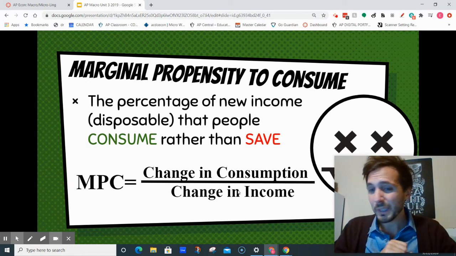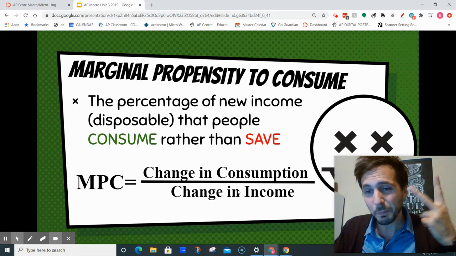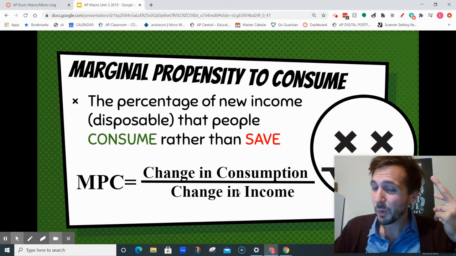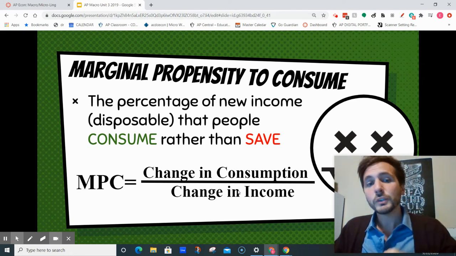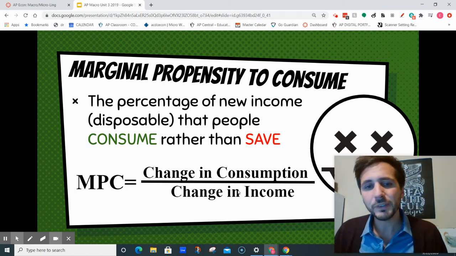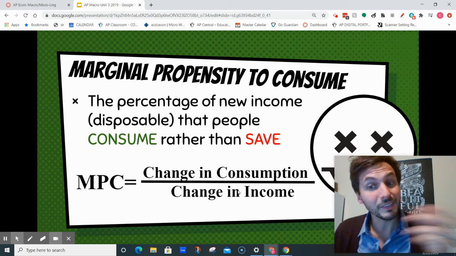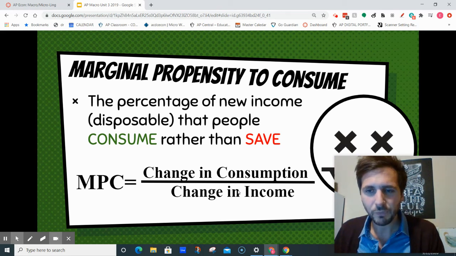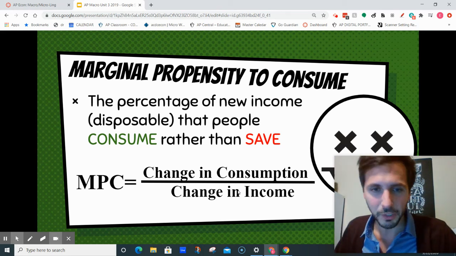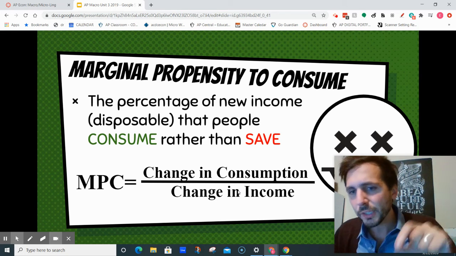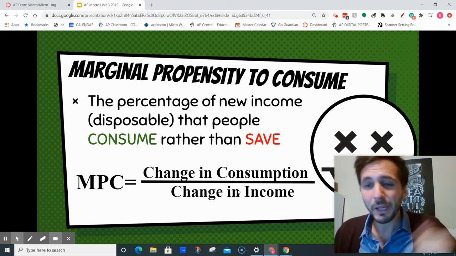This is all based on a basic premise that you can only do two things with money when you earn it. You can either spend it or save it. That's it. So, if marginal propensity to consume is 80%, that means marginal propensity to save will be 20%. It's actually a pretty simple equation. We're looking at our change in consumption divided by our change in income.